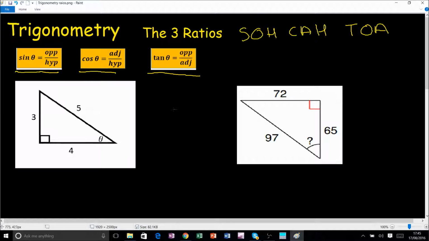What we're going to do is find out what sine theta is, what cos theta is, and what tan theta is for this triangle. So I'm going to do sine theta, then cos theta, and tan theta. Sine theta is basically the opposite over the hypotenuse. So we need to look here and ask which one is our opposite, which one is our hypotenuse, which one is our adjacent.